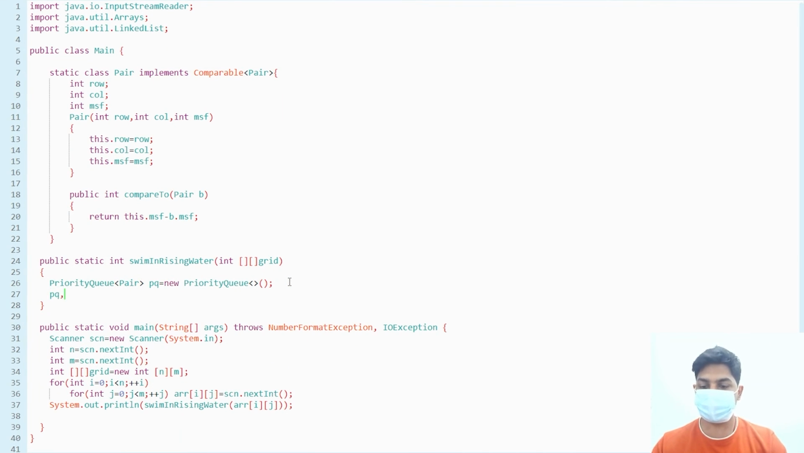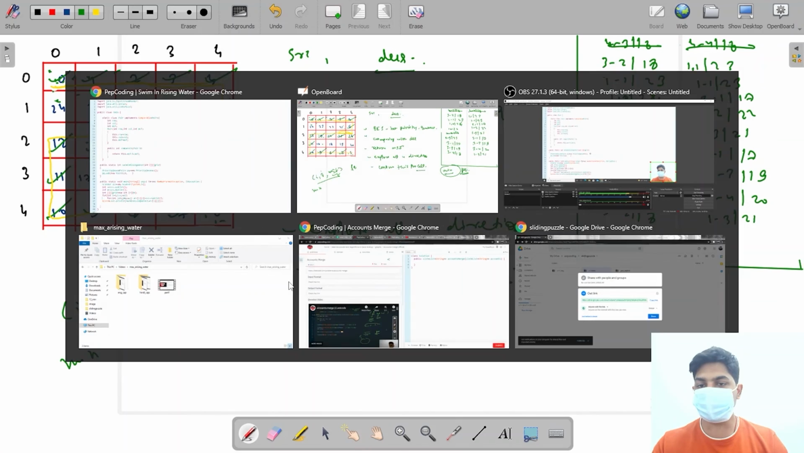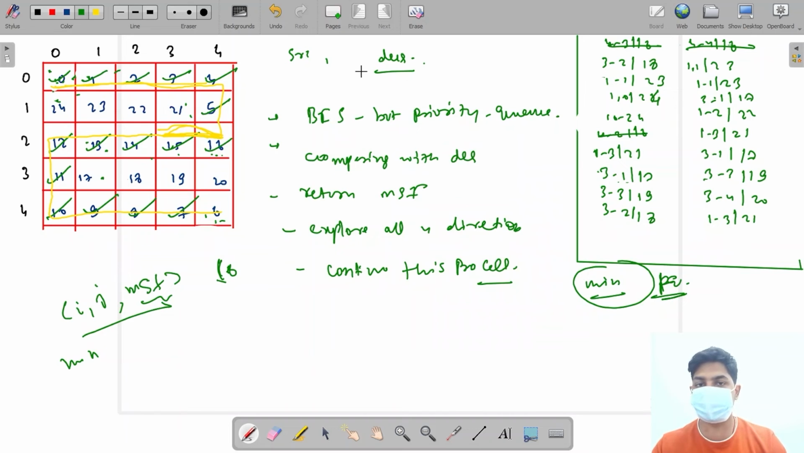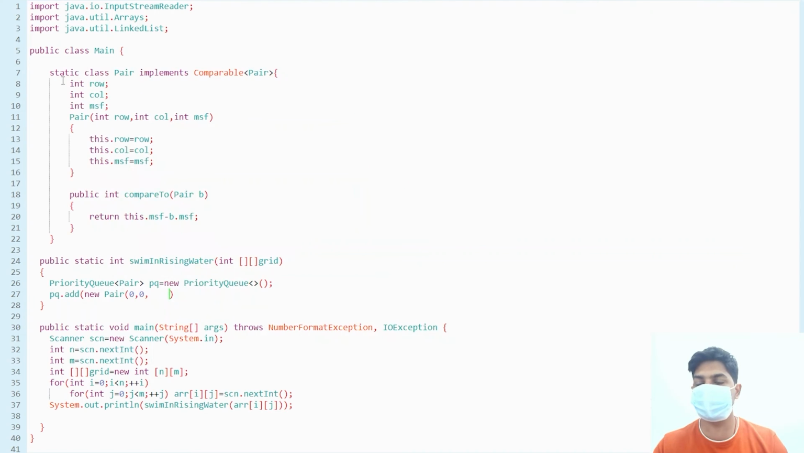Initially we will add to the priority queue a new Pair. Initially we are at index 0,0, so 0,0, as we have a source and destination. Source index is 0,0 and the weight will be stored in the matrix, so 0,0 and grid of 0,0, which is the maximum height of water at that location. So we have added it.